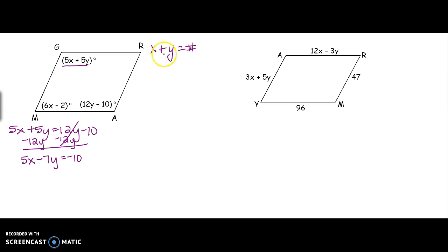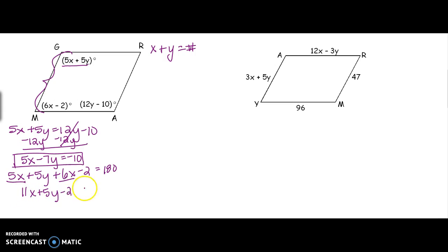To get the second equation, because remember you need two, we have consecutive angles. I'm going to box this just so we know where it's at. We can say 5x plus 5y plus 6x minus 2 is equal to 180 because consecutive means supplementary. If you combine your like terms, you have 11x plus 5y minus 2 equals 180. Add your 2 to the other side, and you have 11x plus 5y is equal to 182. Those are the two equations that you need in order to solve for this problem.